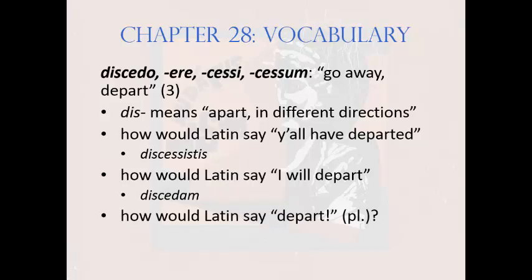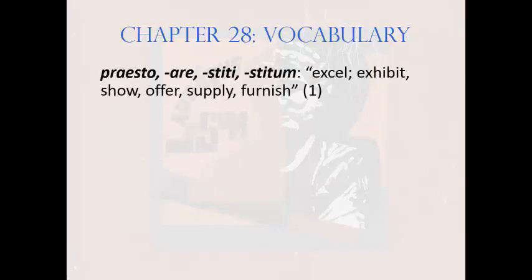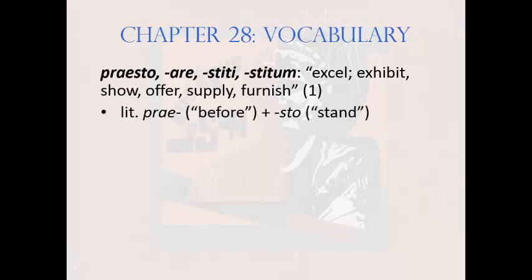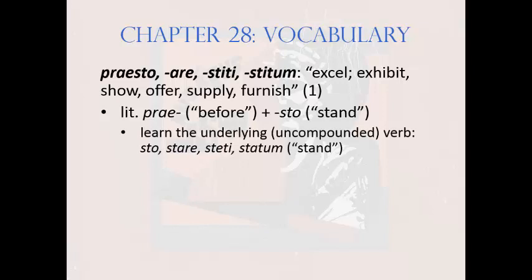And because you're being so good, one more. Depart, plural. How does Latin say, get out of here, to a whole classroom full of students? That's the imperative mood, plural. So, discedite, o discipuli. But not quite yet. There's one more verb in this chapter, and it's a doozy. Praesto, praestare, praestiti, praestitum, meaning excel, exhibit, show, offer, supply, or furnish. It's first conjugation. Literally, it's prae, meaning before, plus sto, stare, meaning stand. Please learn the underlying verb too.